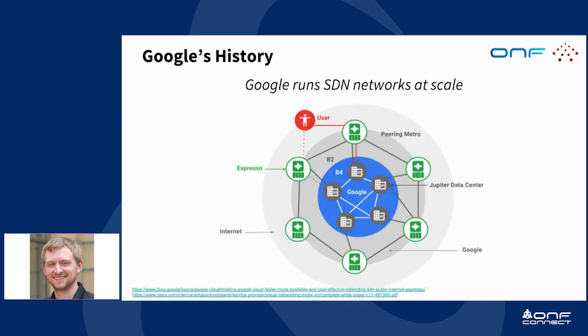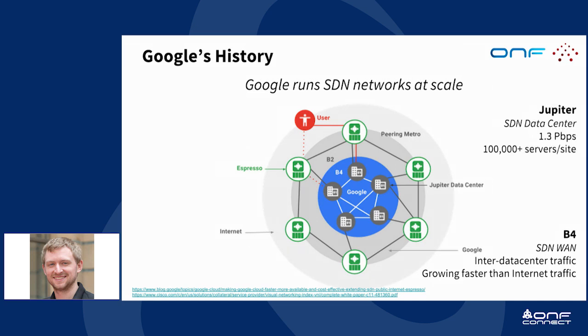The other player that it's important to understand for Stratum's genesis is Google. As Amin mentioned, Google's run SDN at scale. They're probably one of the biggest deployers of SDN in production today. They've talked about a lot of different initiatives. They've talked about B4, an SDN-controlled WAN that manages primarily inter data center traffic, which Amin mentioned is growing faster than the internet. They've built data center fabrics in the petabits per second range that manage sites with hundreds of thousands of servers. And they've got a play using SDN in the peering metro.